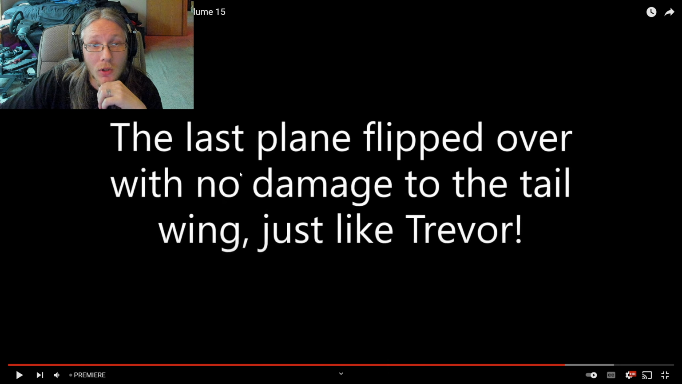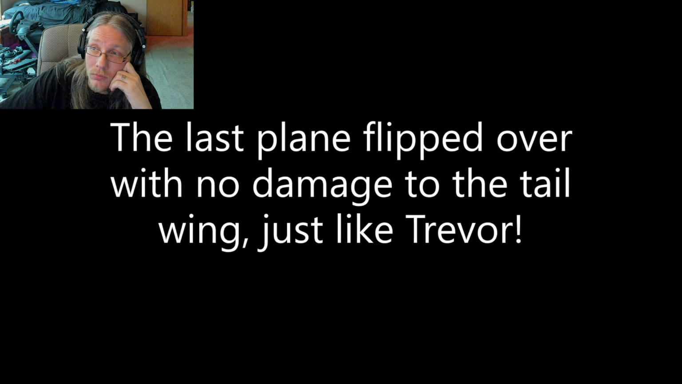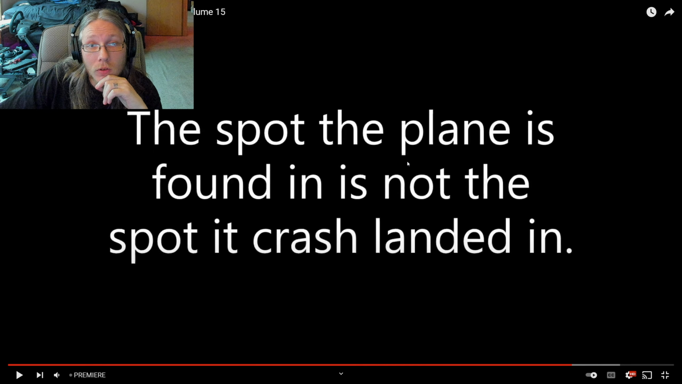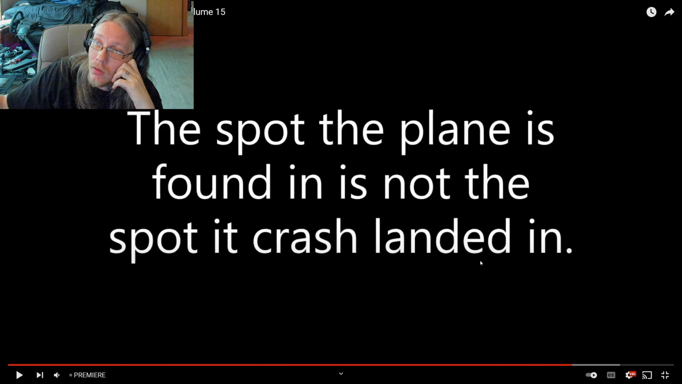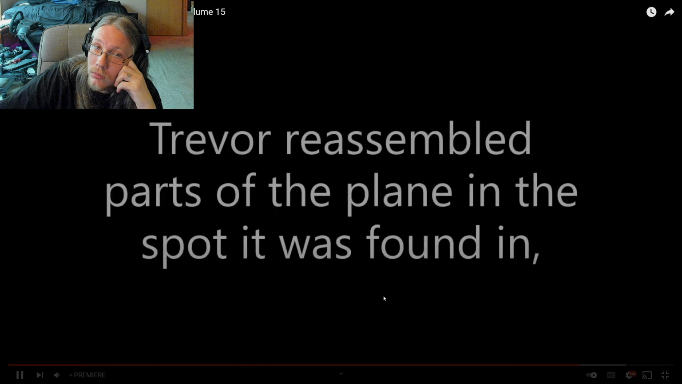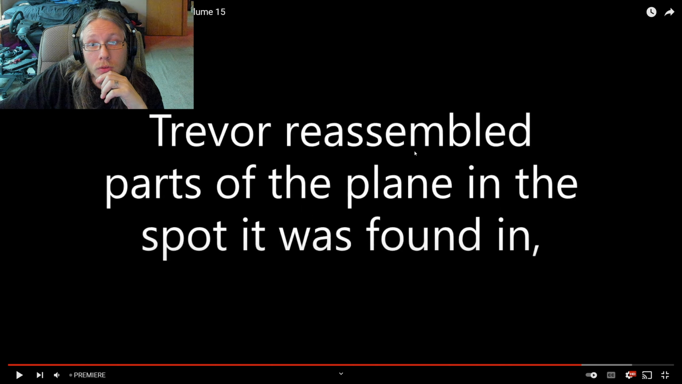Okay, and the last plane flipped over with no damage to the tail wing, just like Trevor's. But it didn't have a broken back like Trevor's. The spot the plane is found in is not the spot it crash landed in. Actually, it is, because that bush that you see the camera go into is the same bush the wing is in. Trevor reassembled parts of the plane in the spot it was found in.